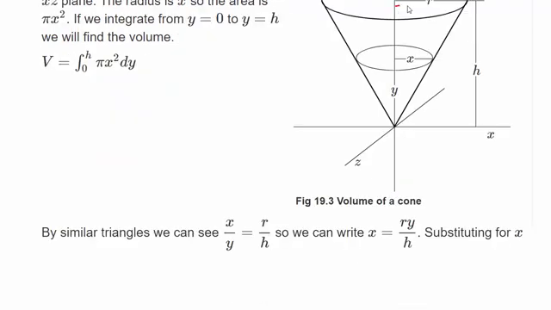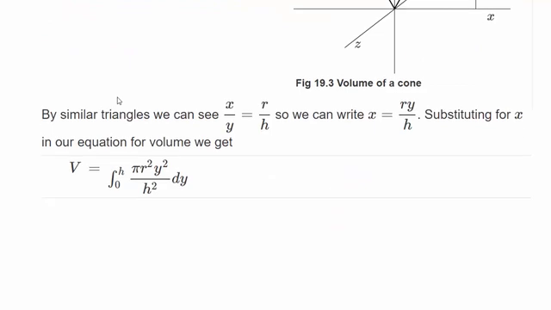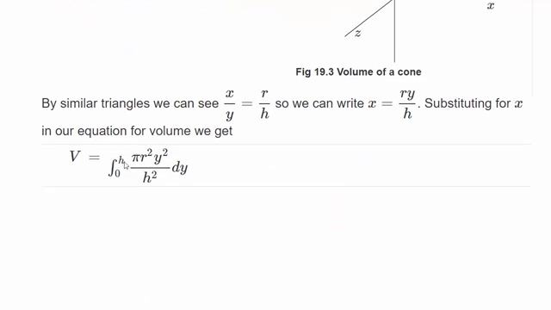By similar triangles you can see that r over h is equal to x over y, which means that x is equal to ry over h. r is a constant and h is a constant. So now we can substitute for x in this equation and we get that the volume is equal to the integral from 0 to h of pi r squared y squared over h squared dy.